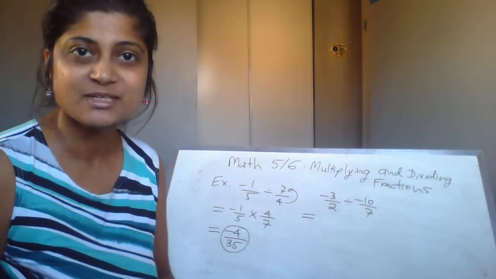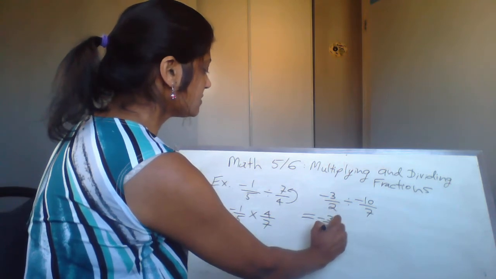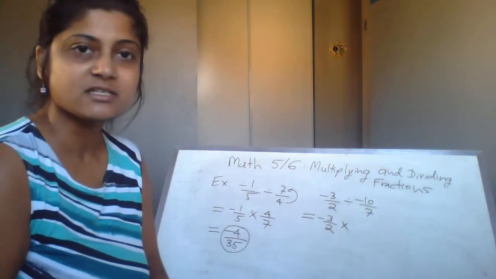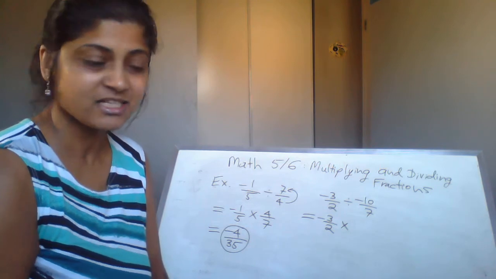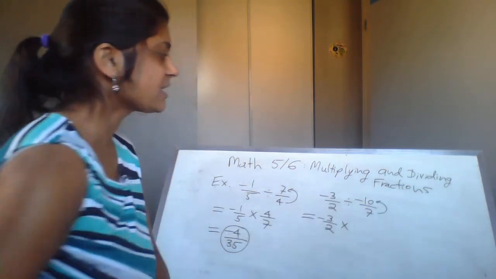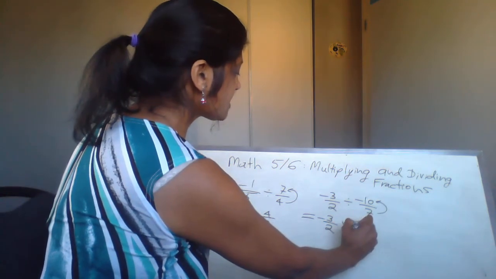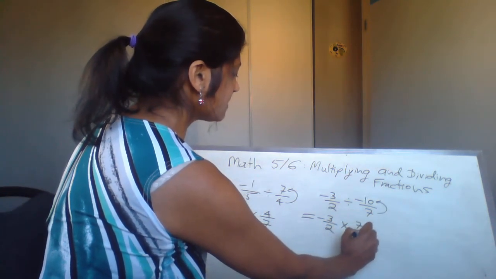Okay, so one more time, keep the first fraction the same. So we're going to put negative 3 over 2. I'm going to change the division sign to multiplication, and I'm going to flip over this second fraction. So I can see that it's negative 10 over 7, and now it's going to be 7 over negative 10.